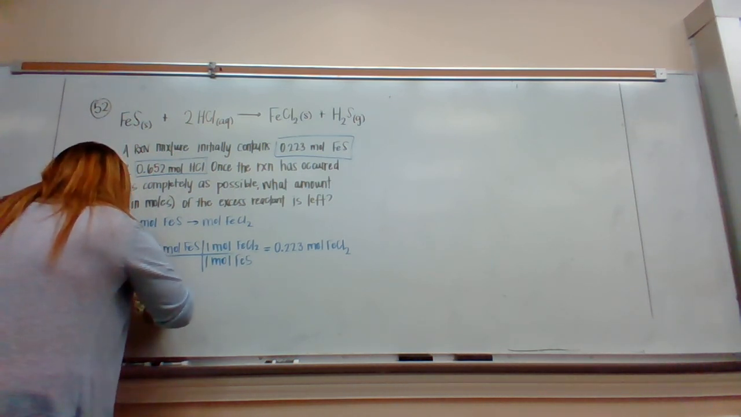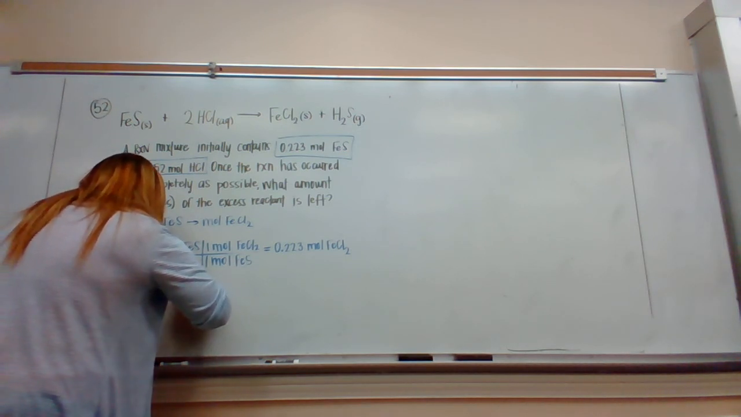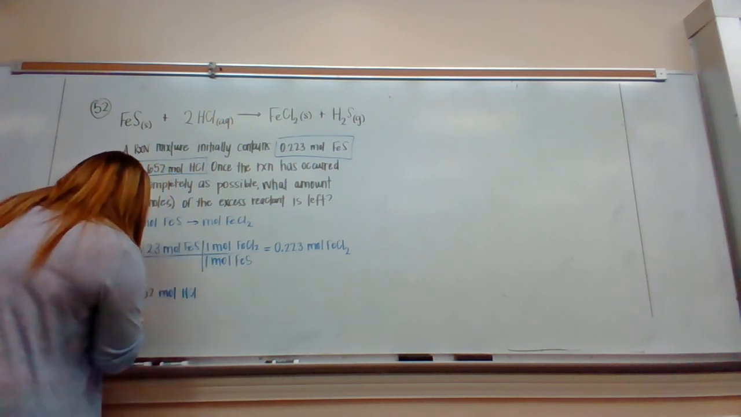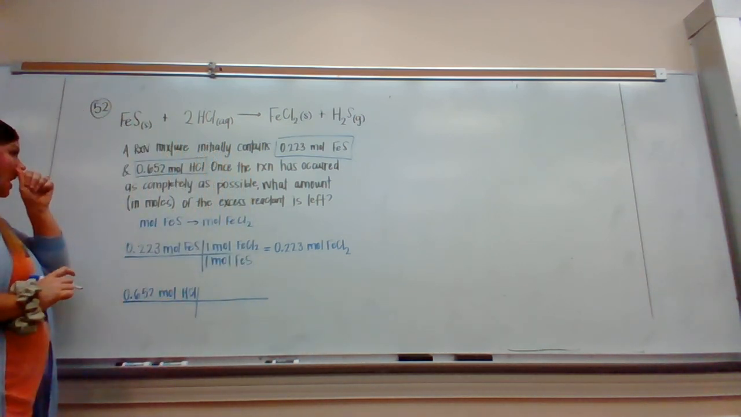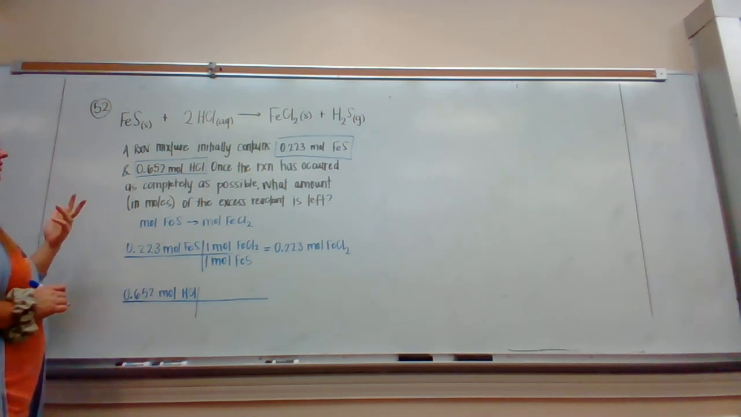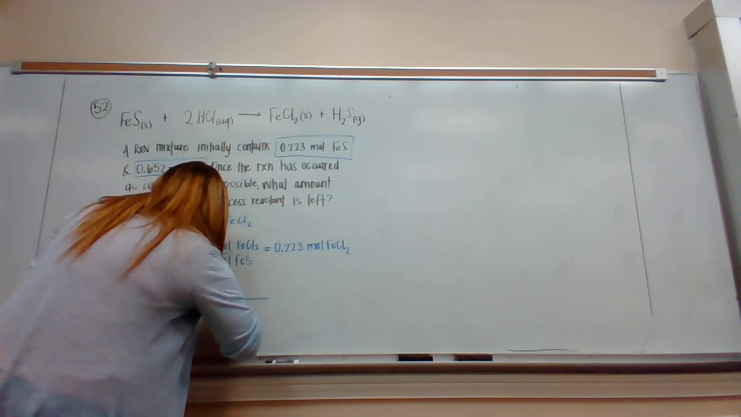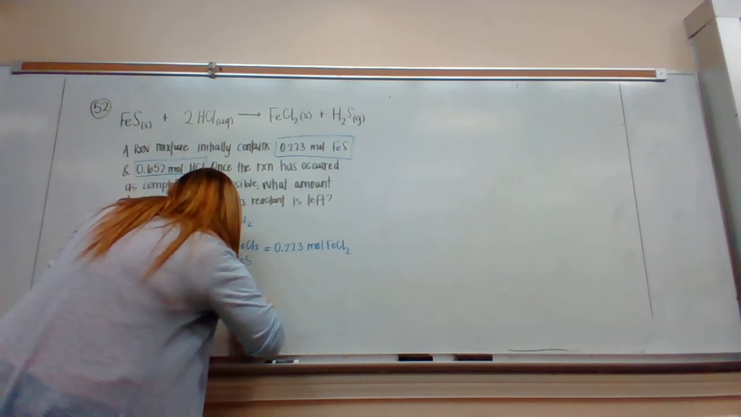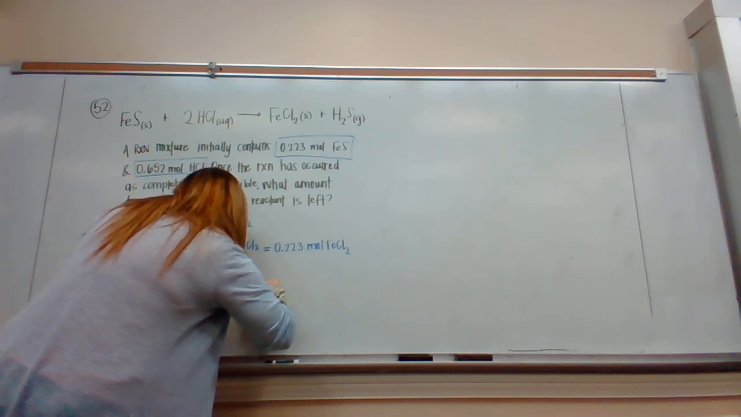So, 0.652 moles HCl. Again, the only step we do is the mole-to-mole ratio. 2 moles of HCl per 1 mole FeCl2.